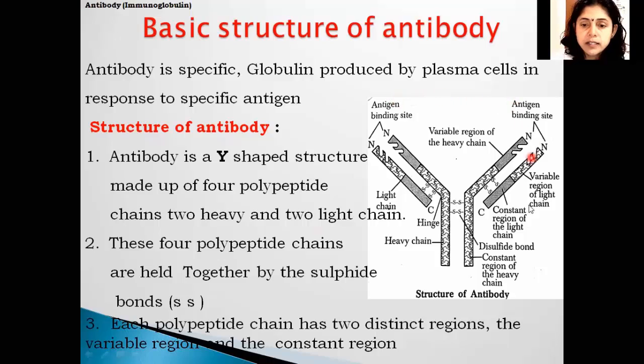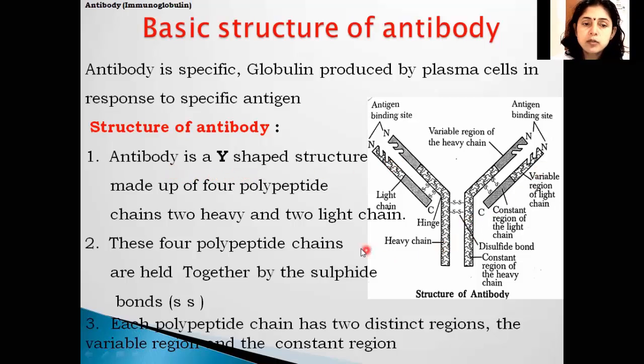Now, here is the diagram. That is the structure of antibody. We are going to see how it is composed and what the structure is. You can see here the antibody structure. It is just like a Y shape. So antibody is a Y-shaped structure.